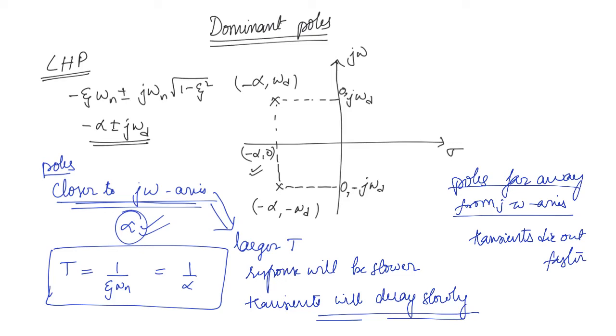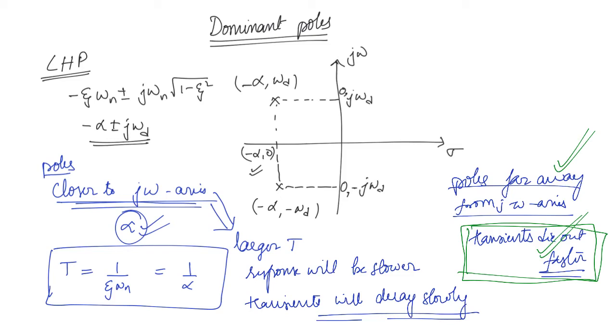Why? Because when the poles are far away from the j omega axis, the magnitude of zeta omega n will be larger. So the time constant will be smaller. When the time constant is small, it means that the response will be faster, so the transients will die out faster. So whenever you are analyzing such a system, for the poles that are far away from the j omega axis, the corresponding transients will die out faster, so they don't have to be analyzed.